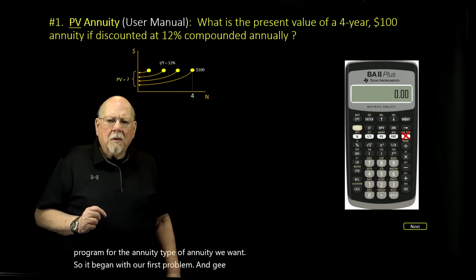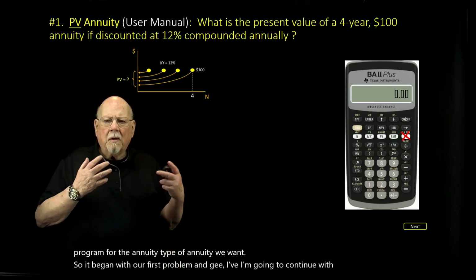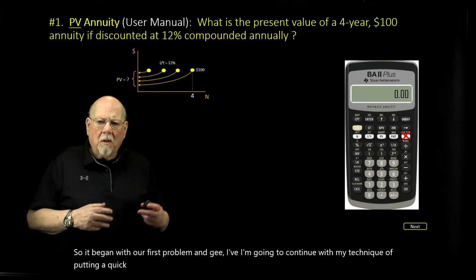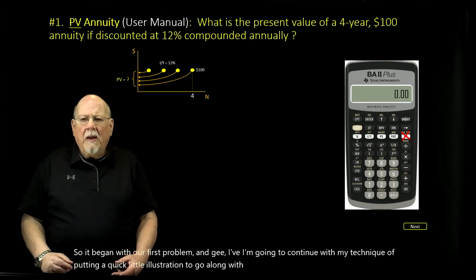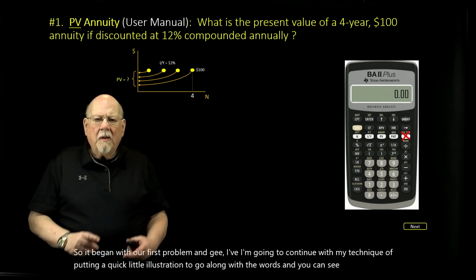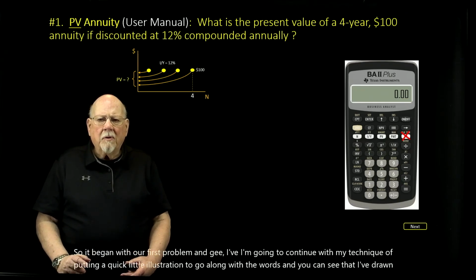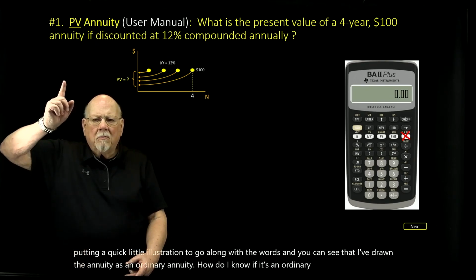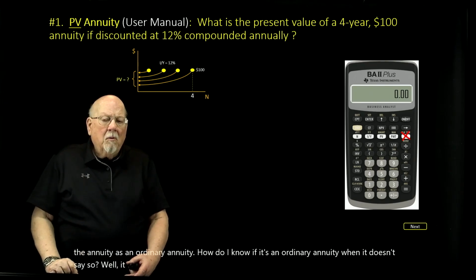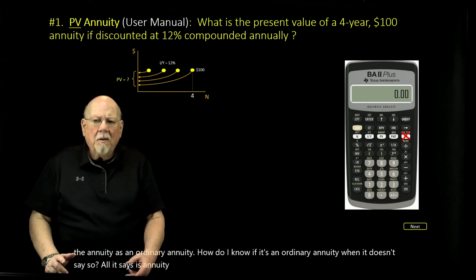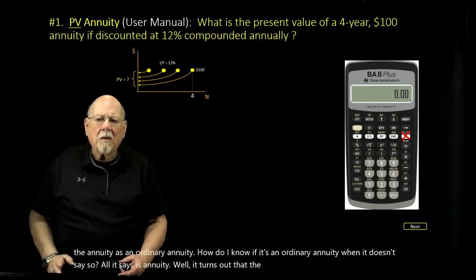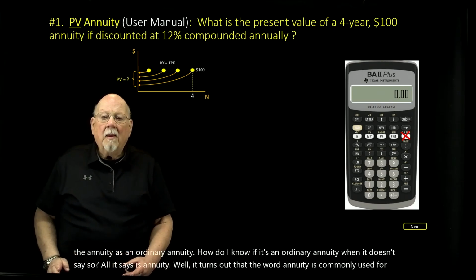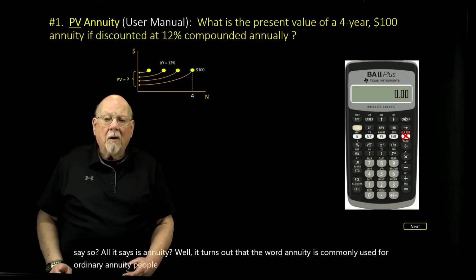I'm going to continue with my technique of putting a quick little illustration to go along with the words. And you can see that I've drawn the annuity as an ordinary annuity. Now, how do I know it's an ordinary annuity when it doesn't say so? Well, it says it's an annuity, and it turns out that the word annuity is commonly used for ordinary annuity. People seem to leave the word ordinary off.